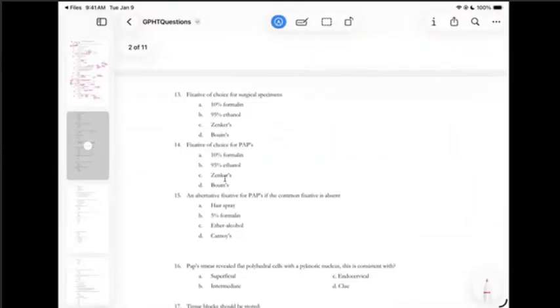Number 13, what would be the fixative of choice for surgical specimens, or our routine fixative for biopsy samples? So definitely that is letter A, 10% formalin, preferably buffered formalin. Zenker's is a mercury fixative. Bouin's is a picric acid fixative. So number 13 is letter A.